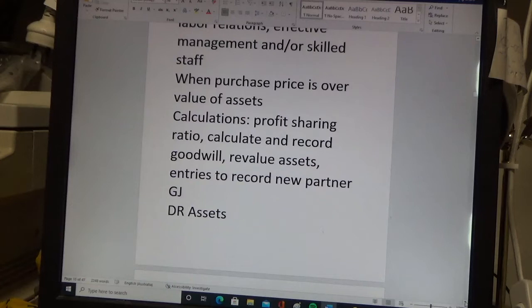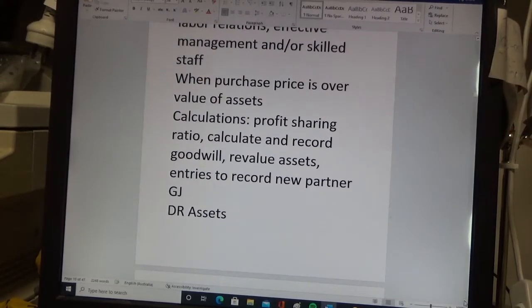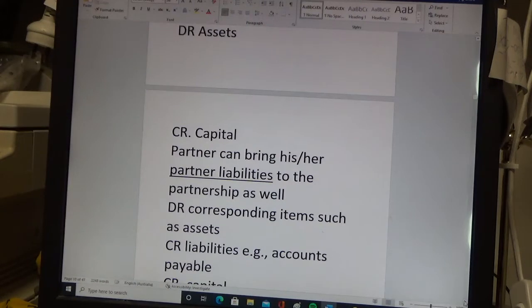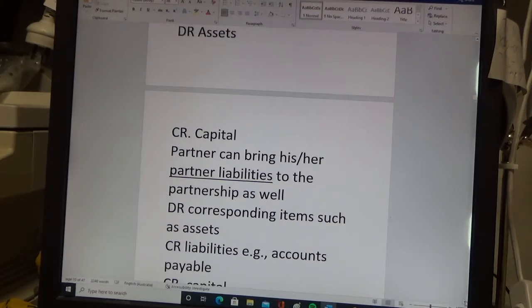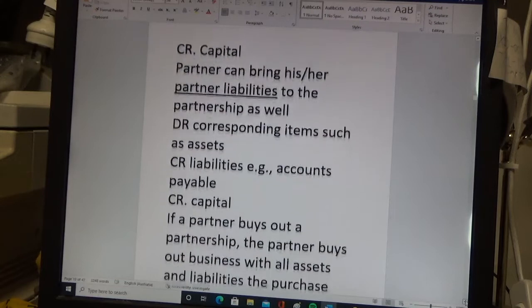So you've got a new profit sharing ratio, which I'll also get to, and you've got to revalue the assets. These are just introducing some general steps that have to be done. Now, the general journal: you debit assets, credit capital. The new partner can bring his or her liabilities as well to the partnership. So liabilities are on the credit side of the general journal.